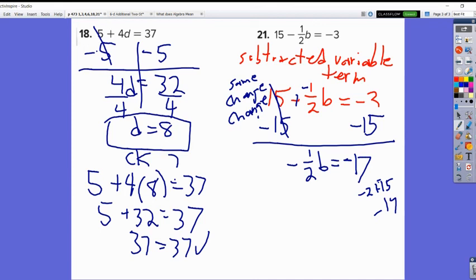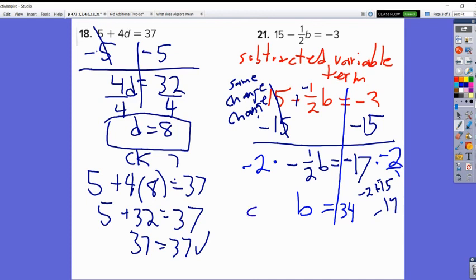All right, now to get rid of this multiplication by negative 1/2, I need to multiply both sides by negative 2 times negative 2 over 1 if you want. This leaves me with b equals 34. Negative 17 times negative 2 is 34.